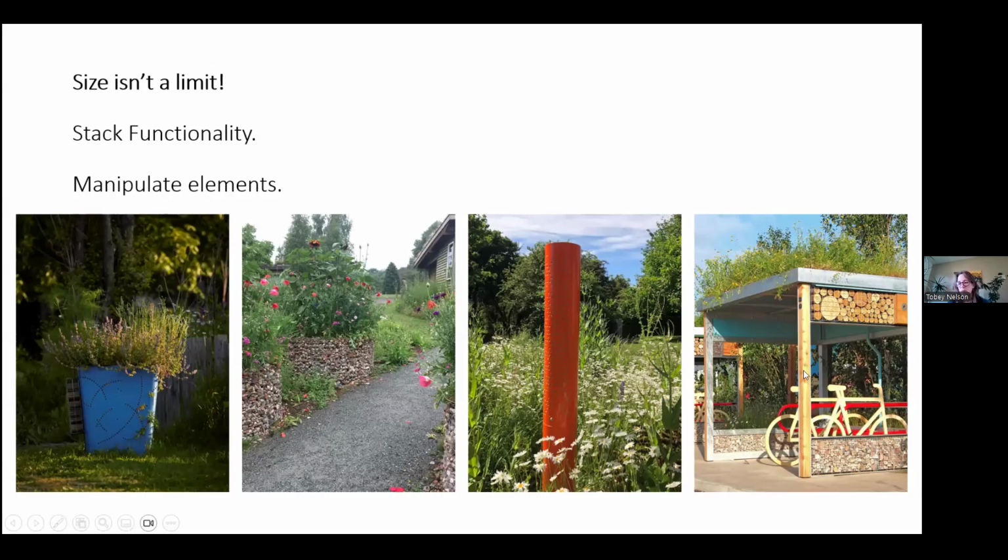And then he's pretty famous for these bike shelters. So again, with the habitat thing here, the gabion cage, probably these posts are drilled or could be drilled with holes for creatures, and then a green roof up on top. So lots of stacked functions, manipulated elements to make that small space really, really matter.